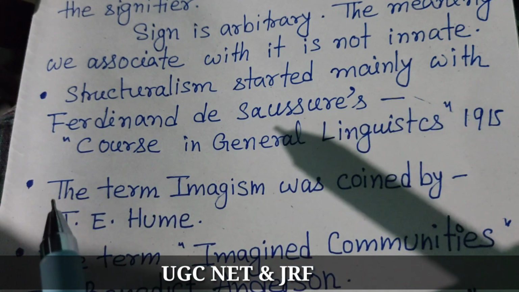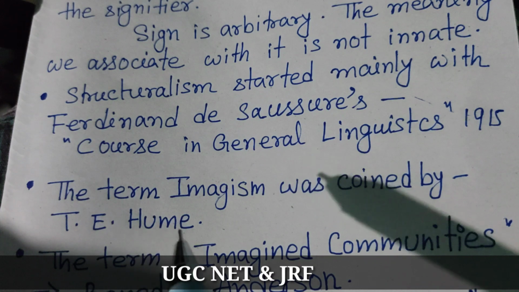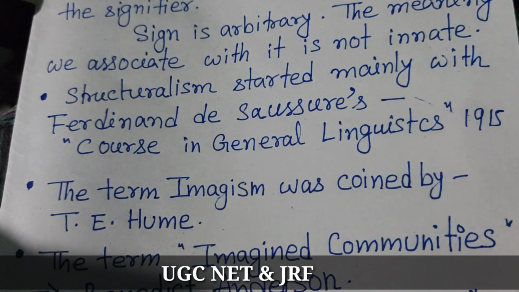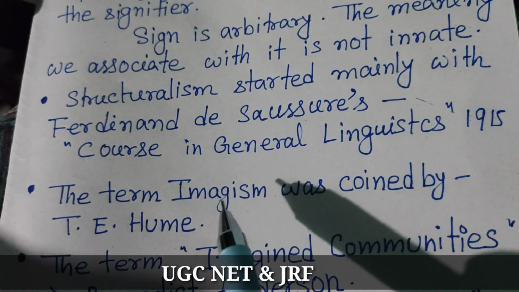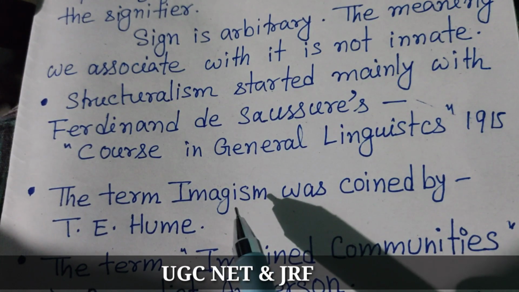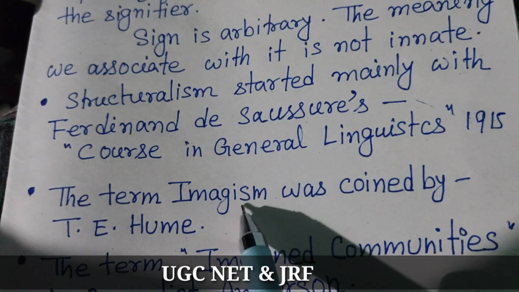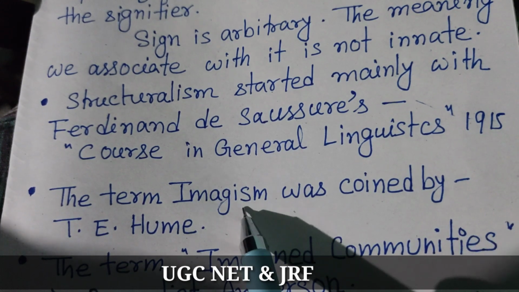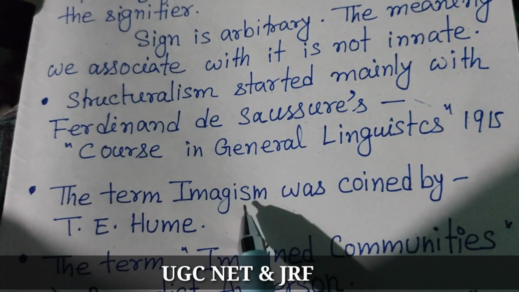So I'm going to the other pointer. The term imagism was coined by T.E. Hume. Now imagism is a term where, according to the critics, we bring out the meaning through the analysis of the images, and the authors generally describe the meaning through the use of images and through sharp and clear language.